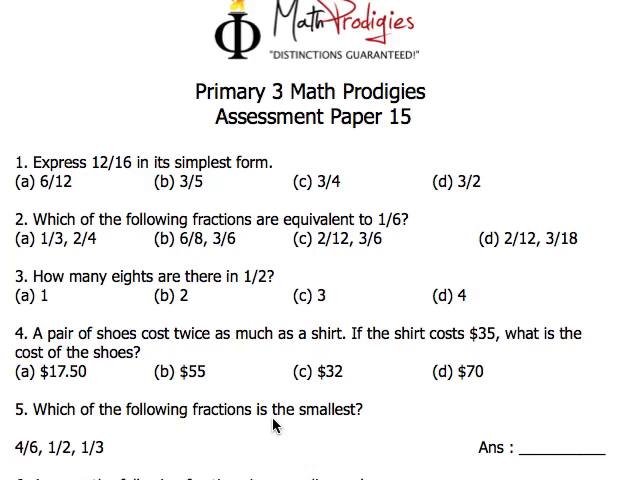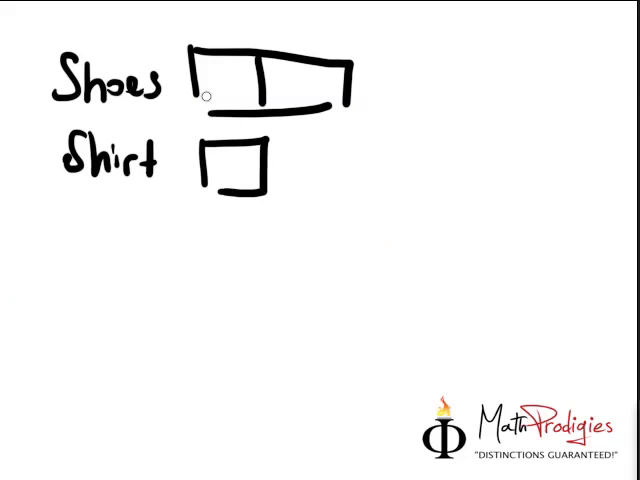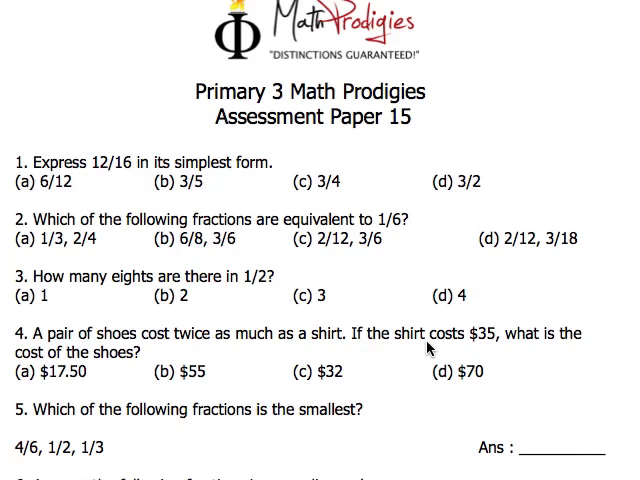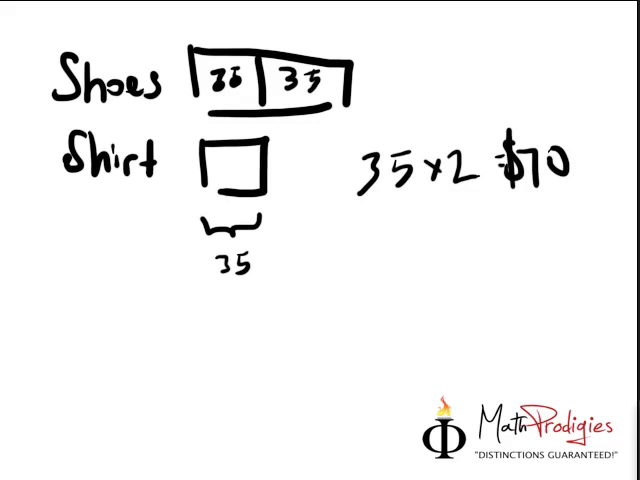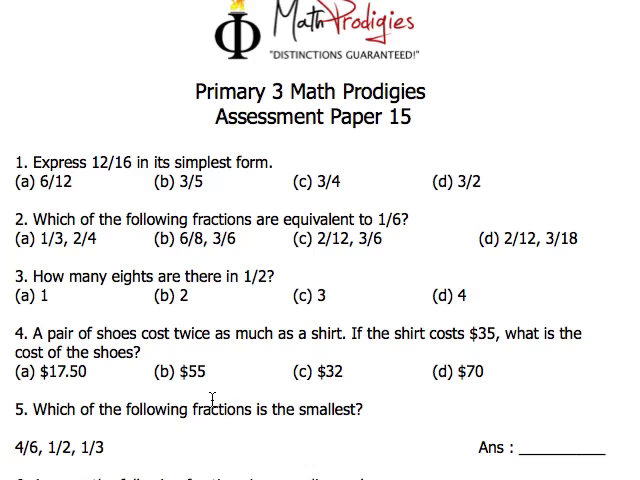Next part of the question says that if the shirt costs $35, what is the cost of the shoes? Very simple, right? If the shirt costs $35, what is the cost of the shoes? The cost of the shoes is actually 35 here. If it's 35, this is also 35. So 35 plus 35 or 35 times 2 will give you $70. So the answer for the fourth question is actually D, which is $70.